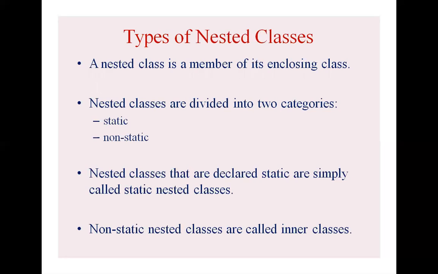Types of nested class. In Java, there are mainly two types of nested class. One is the static nested class, another is the non-static nested class. Nested classes that are declared static are simply called static nested classes. Non-static nested classes are called inner classes.